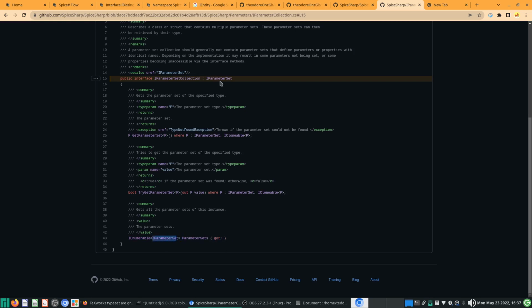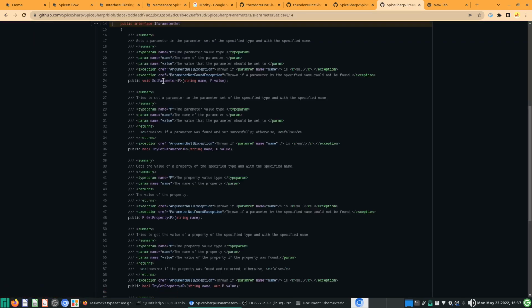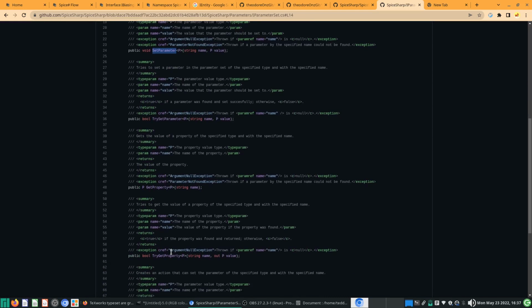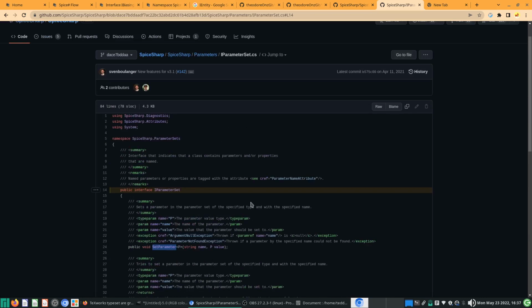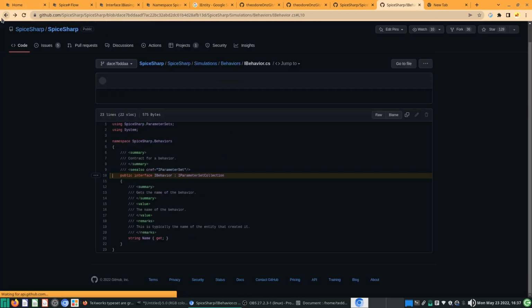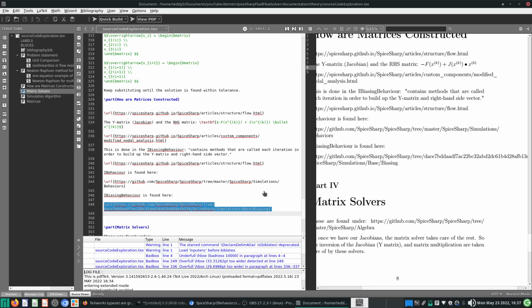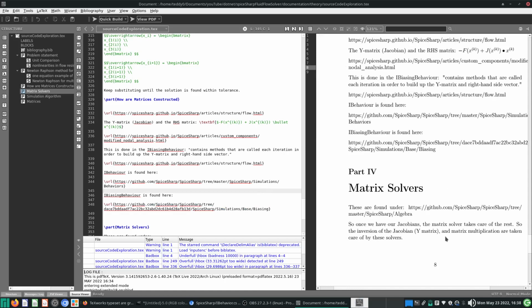Parameter set is here. So let's take a look for parameter set. You can have a set parameter, try set parameter, get parameter, try get property, all of these other things here. So you see there's a lot of inheritance for the interfaces, and classes I think should not inherit too much, but they can if you want.